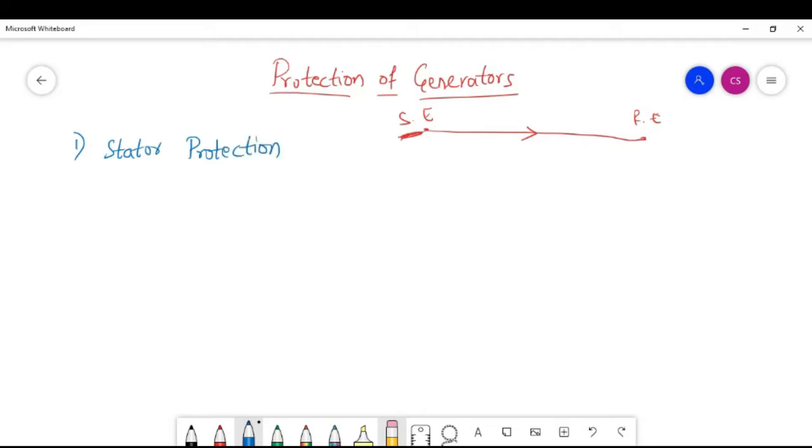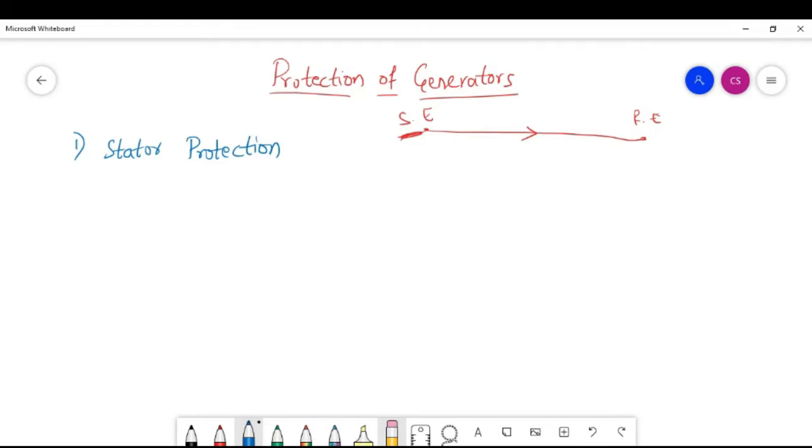We have stator protection, rotor protection, and miscellaneous protection. So first one, stator protection. Under stator protection, that is how we are going to provide protection to the stator of a generator. That means especially how we are going to protect the stator windings against faults, or against overheating, or against interturn faults. So usually there will be three cases. The first case is if there is any fault, either a phase-to-phase fault or phase-to-ground fault in the stator windings. Then we are going to call it a stator fault.